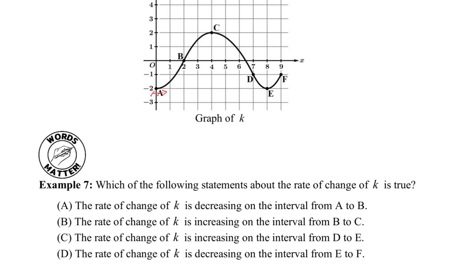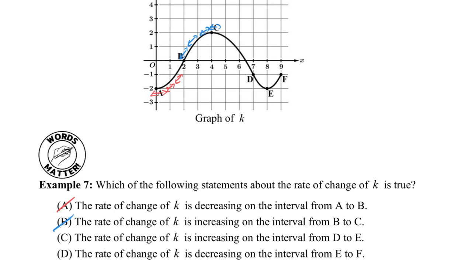So here we are at A. Those are increasing, so it asked for decreasing, so A is gone. For B, it says they want it to be increasing from B to C. So here we are at B. Those are actually decreasing, so it can't be B.